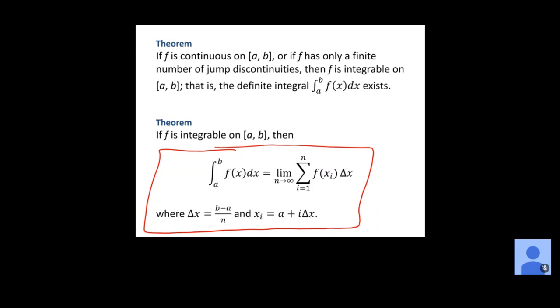Then we're going to use delta x equals b minus a over n to calculate the width of our rectangles. And then the x sub i piece is going to be the starting value of your interval, a, plus i times the width of our rectangle, because that's going to tell us where each of those rectangles is going to land.